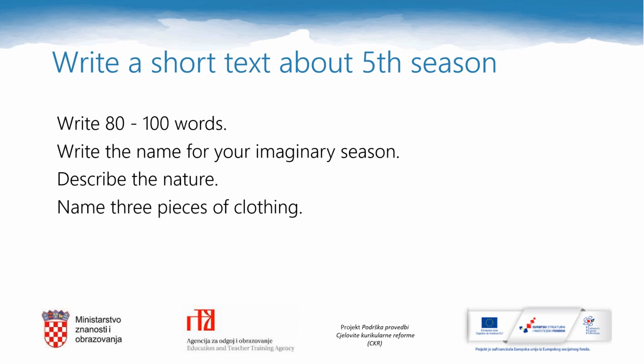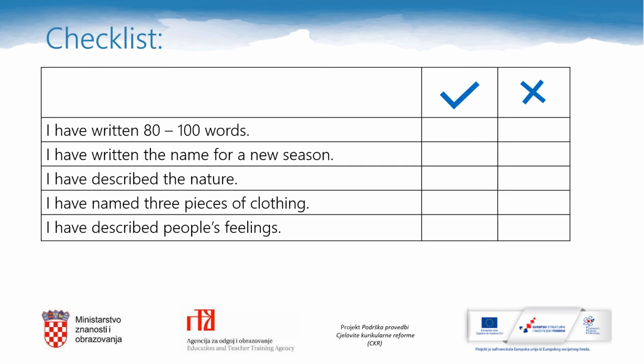Name at least 3 pieces of clothing. If you have some great ideas, you can even name more pieces of clothing. And you should describe people's feelings. After you have done your homework, please go through this checklist. Check if you have written 80 to 100 words, if you have written the name for your imaginary season, if you have described the nature, if you have named 3 pieces of clothing, if you have described people's feelings.